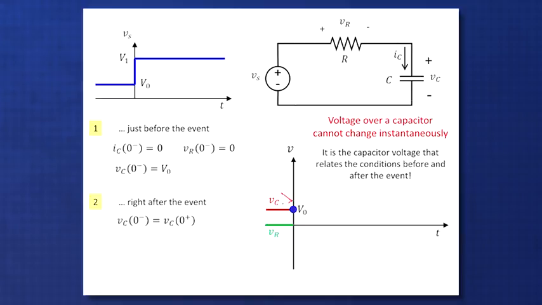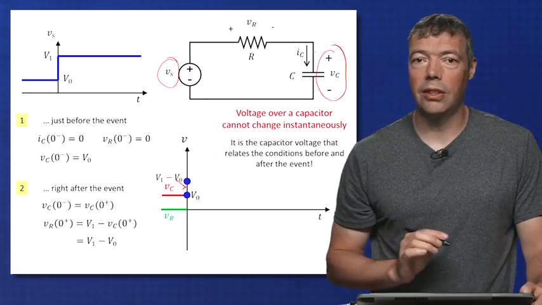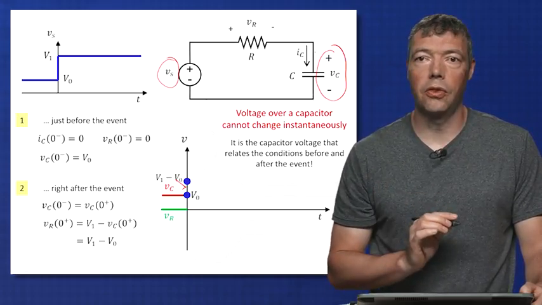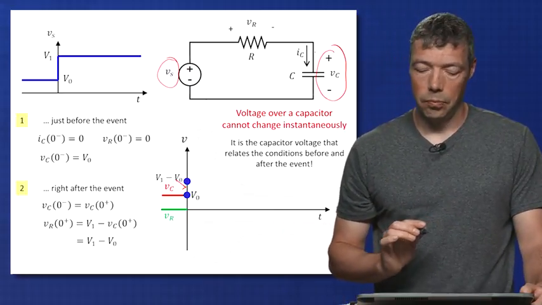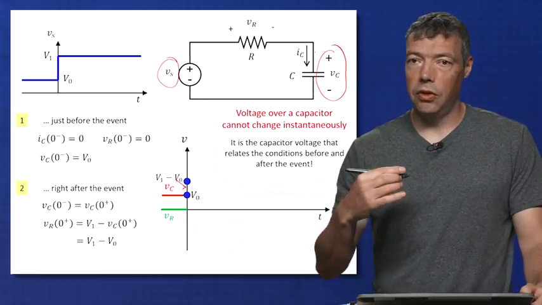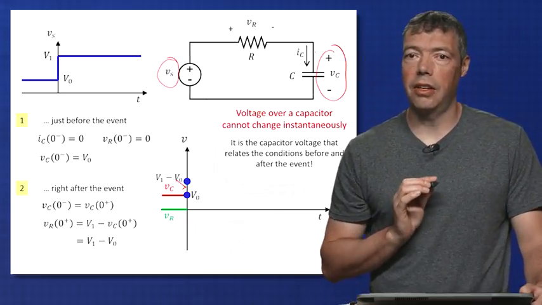What happens to the resistor voltage? Well, that can change, but I can calculate that because I know the capacitor voltage. So now I have a different system that I can analyze. I know Vs because Vs has just switched to V1. I know this voltage, and that's enough for me to calculate everything else. I can calculate the voltage drop over my resistor, and the current through my resistor. And I see that indeed the resistor voltage does jump. Okay, so this is right after the event.